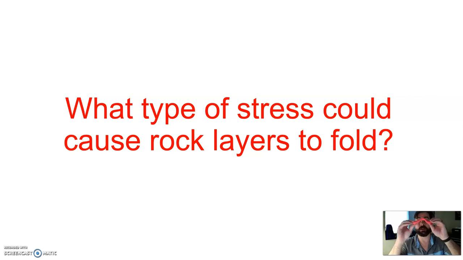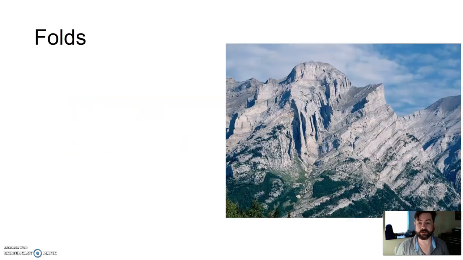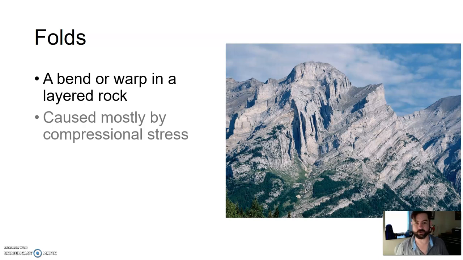Oh, that seemed to fold it up. All right, maybe sometimes they fold up, maybe sometimes they fold down, maybe sometimes they only fold one way and all crooked. So what type of stress could cause layers of rock to fold? It's always compressional stress. So folds are any bends or warp in a layered rock.